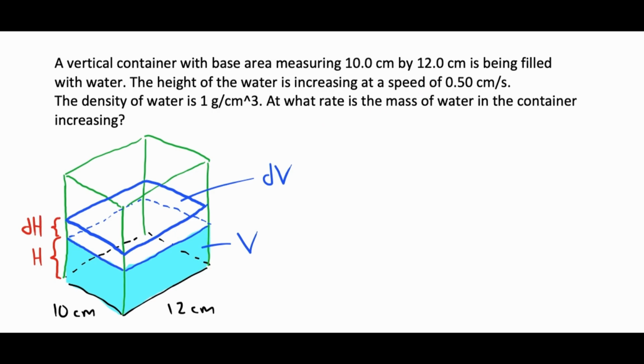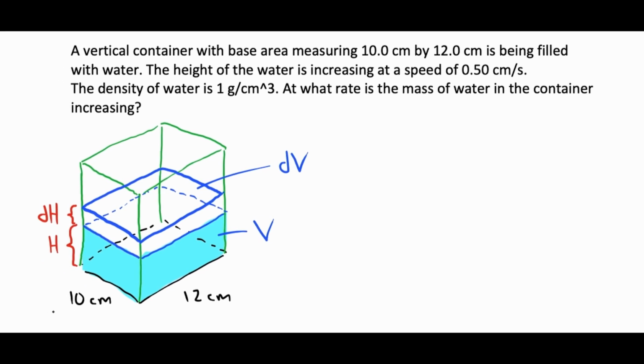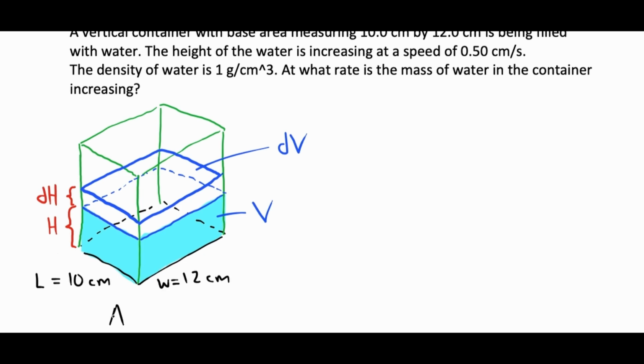Okay. It says the density of water is 1 gram per centimeter cubed. We want to know at what rate is the mass of water in this container increasing. All right, so one other thing we might label is perhaps a length and a width for our base. Our base would also have an area, A, which is L times W, and that would be 10 centimeters times 12 centimeters, 120 square centimeters.